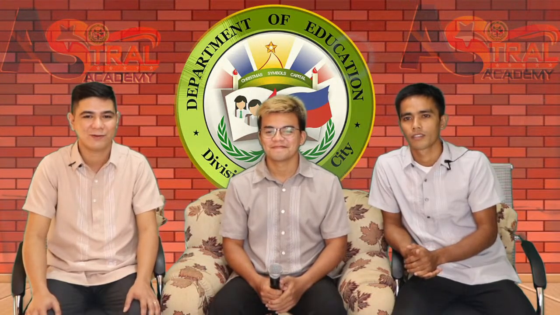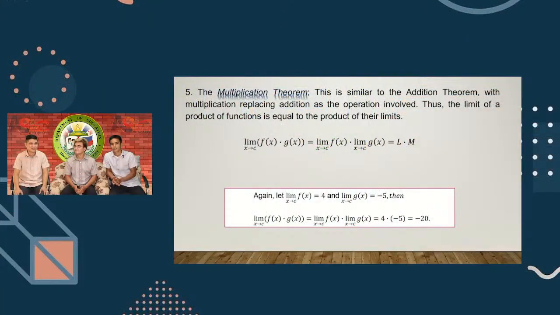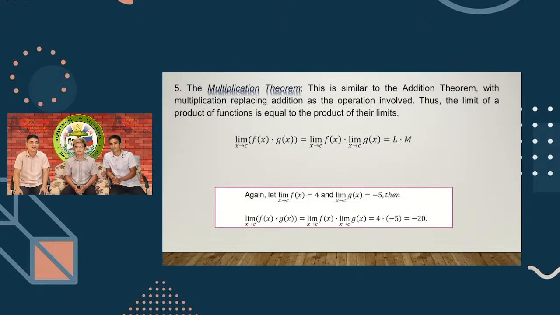So the next limit theorem is known as the multiplication theorem. This theorem is similar to the addition theorem, with multiplication replacing addition as the operation involved. Thus, the limit of a product of functions is equal to the product of their limits. So, the limit of f of x times g of x as x approaches c is equal to the limit of f of x as x approaches c times the limit of g of x as x approaches c. That is equal to L times M.